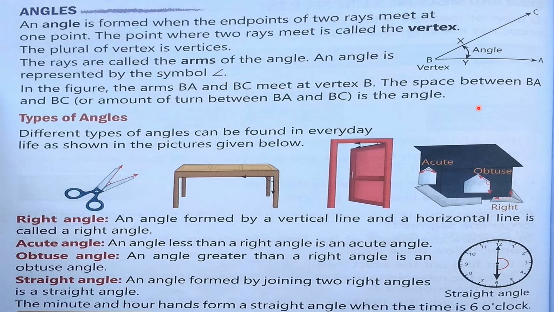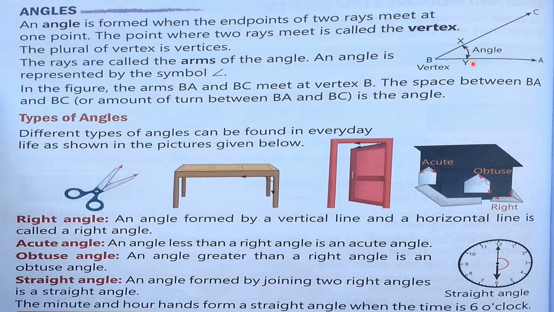You can see this. Now see here, these are two rays. First one ray is from here and another ray is from here, so the two rays are meeting here, so this point is known as vertex, meaning corner. And these two rays, AB and BC, are known as the arms of the angle. Got it? Arms of the angle.